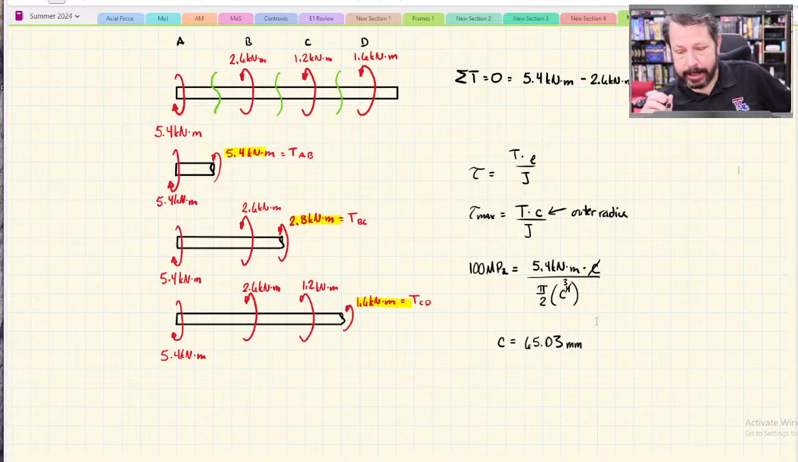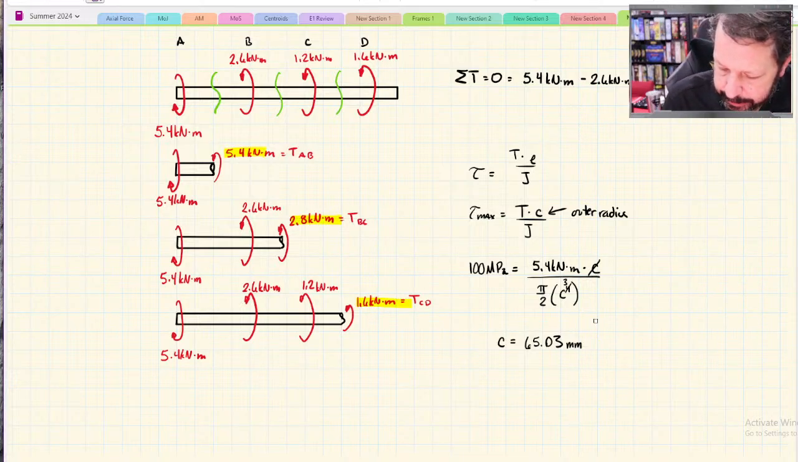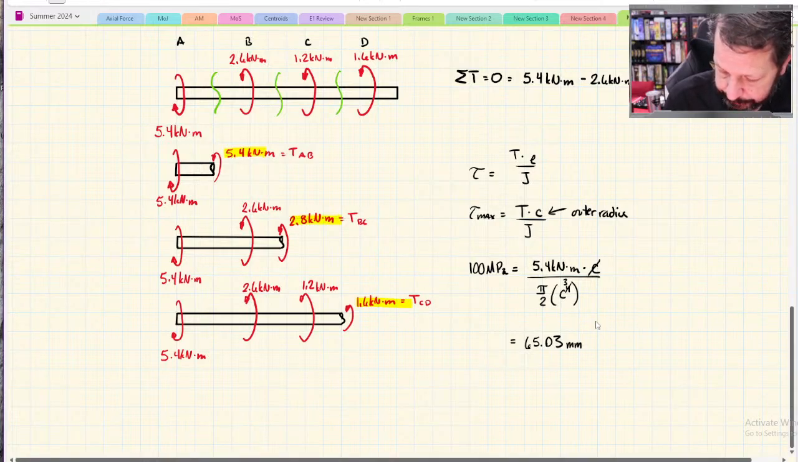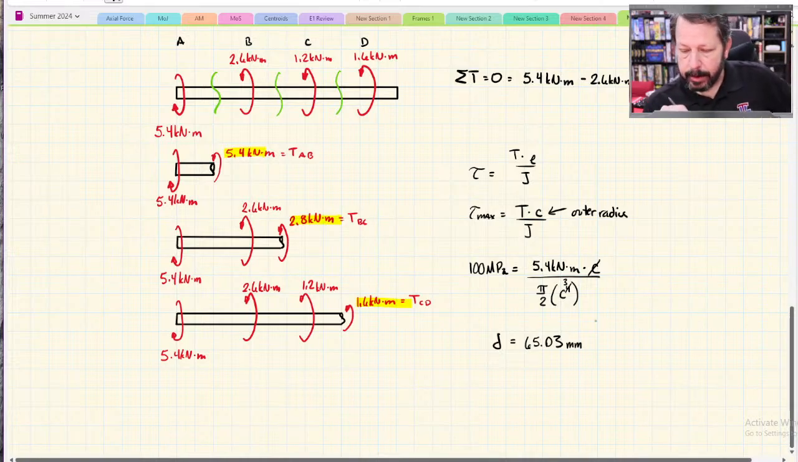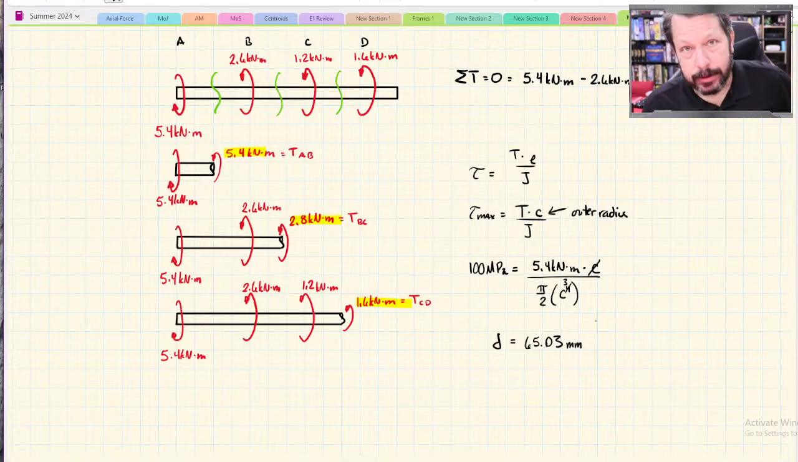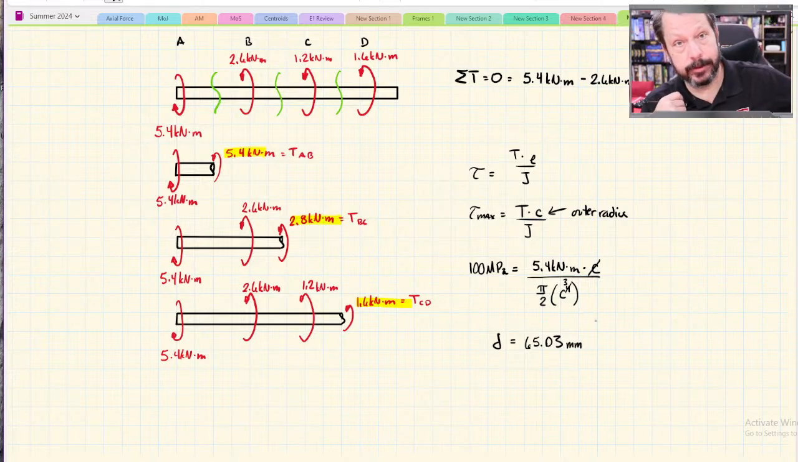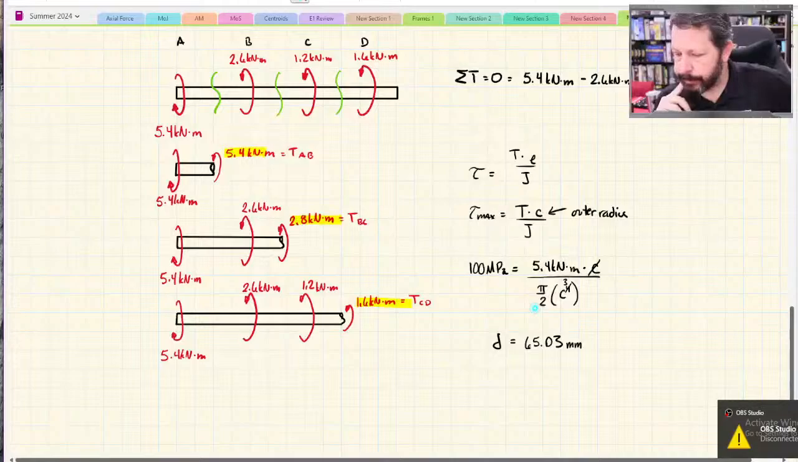So that C, well, no, actually that's not C. That's D. C is half of that because C is a radius, and I multiplied times 2 to get a diameter. Okay, so that's similar to what we did last time, except this time we solved for D versus solving for the stress.